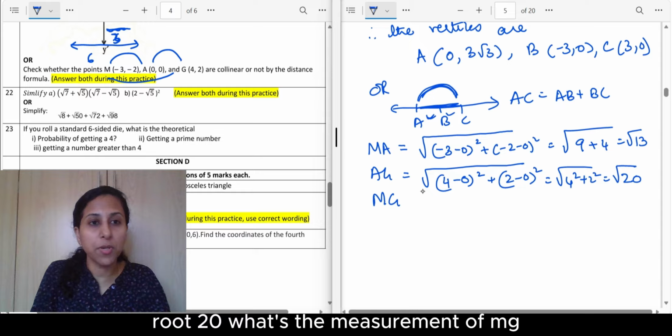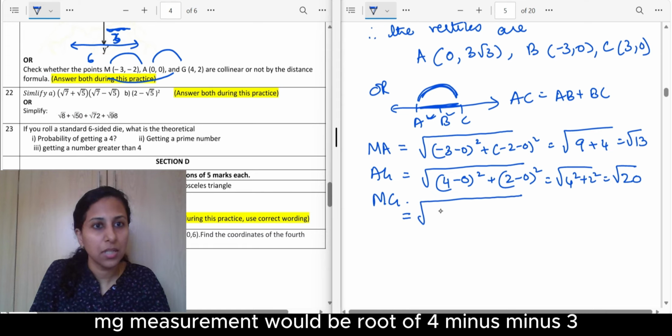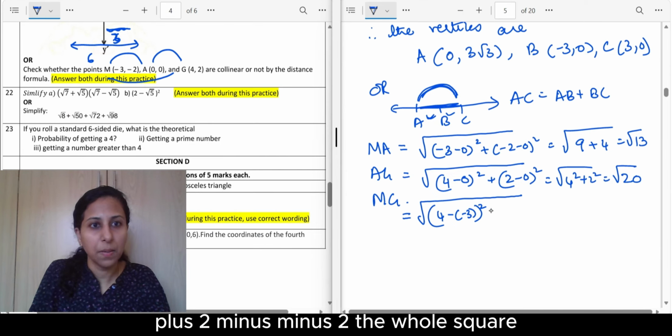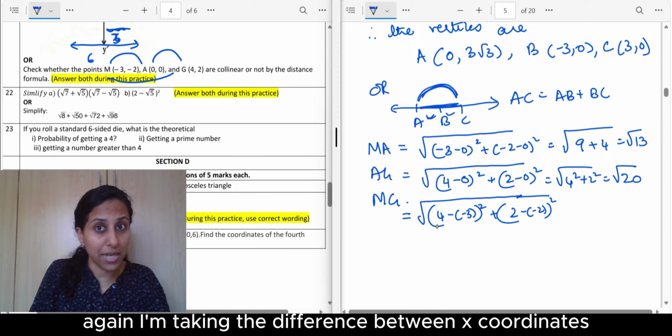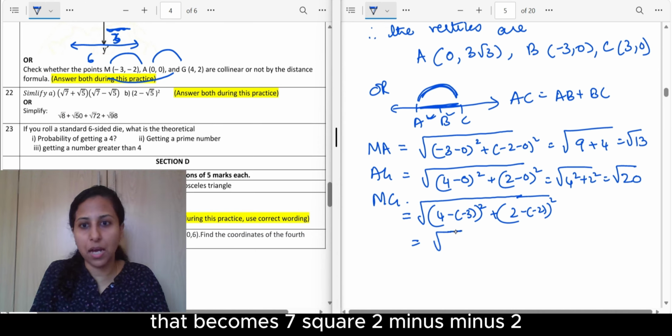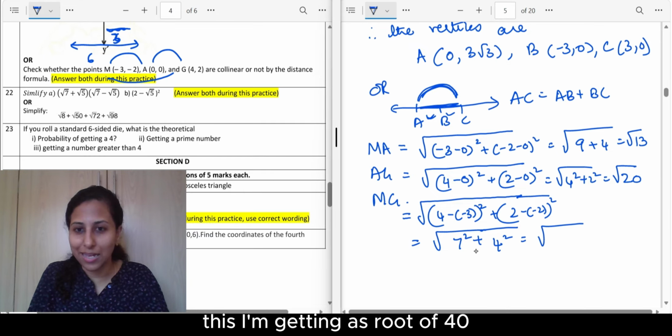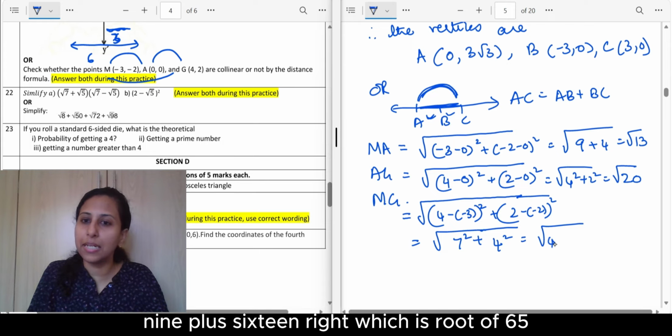Root 20. What's the measurement of MG? MG will be root of 4 minus minus 3 the whole square plus 2 minus minus 2 the whole square. Again, I'm taking the difference between x coordinates and the difference between y coordinates. So 4 minus minus 3 becomes 7 square. 2 minus minus 2 is 4, 4 square. This I'm getting as root of 49 plus 16, which is root of 65.